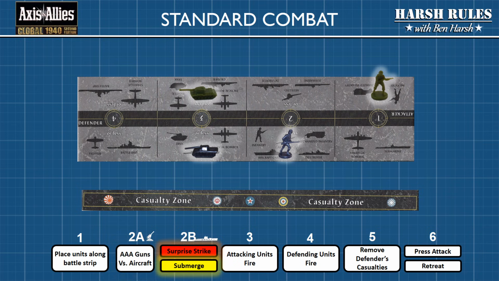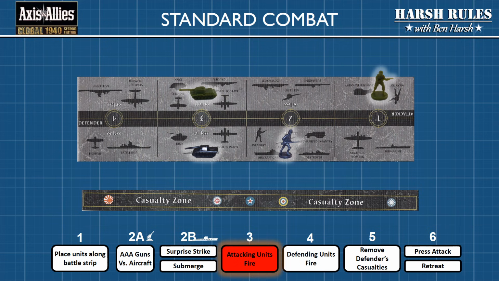Step 2B only occurs in sea zone battles with submarines present on either the attacker or the defender's side. If no enemy destroyers are present, a submarine can conduct a surprise strike. This allows the submarine to roll a die and attempt to score a hit before the main exchange between forces begins. Each submarine unit also has the option of, instead of conducting a surprise strike, electing to submerge and immediately be removed from the battle.